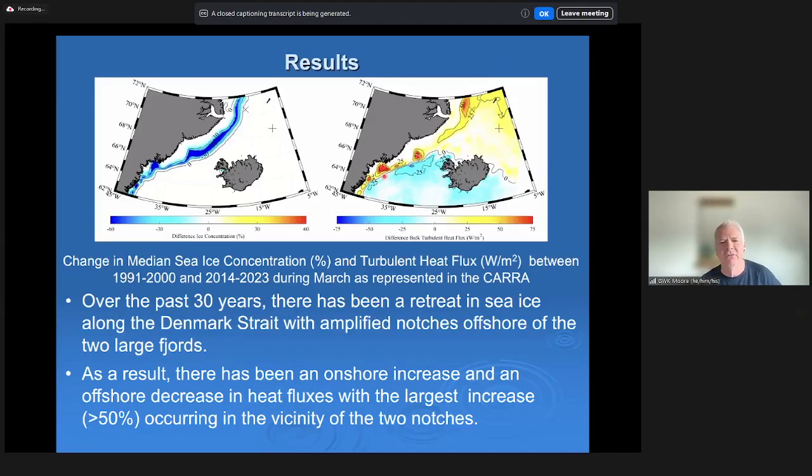So again, these two results show that there's been this retreat of the sea ice with these amplified notches in the location of these troughs offshore of these two large fjords. And there's been an onshore increase in the heat fluxes and an offshore decrease. I didn't show you the magnitudes, but there's been upwards of 50% increase in the magnitude of the heat fluxes in these regions here.